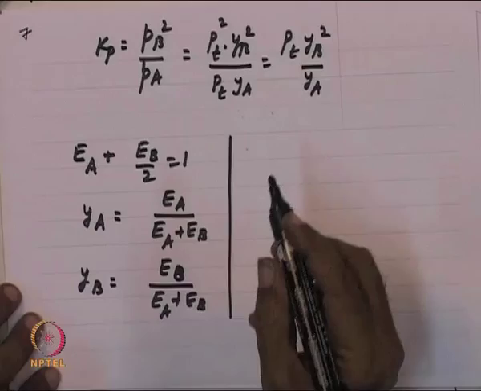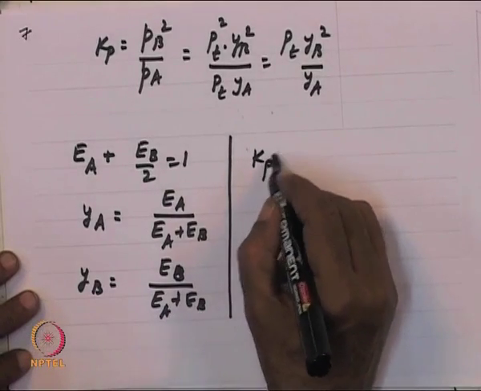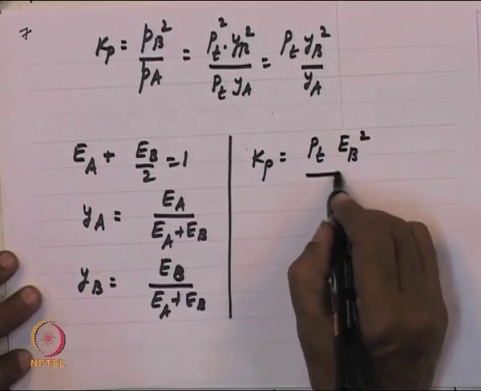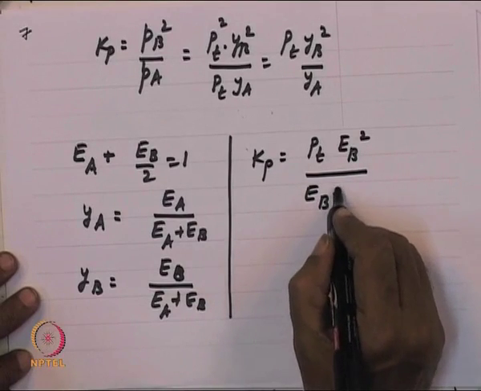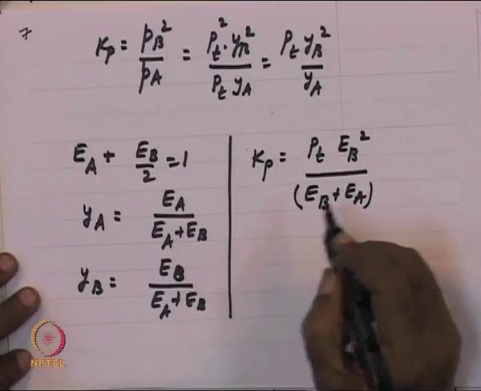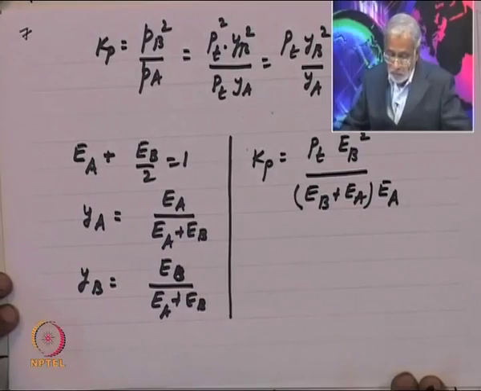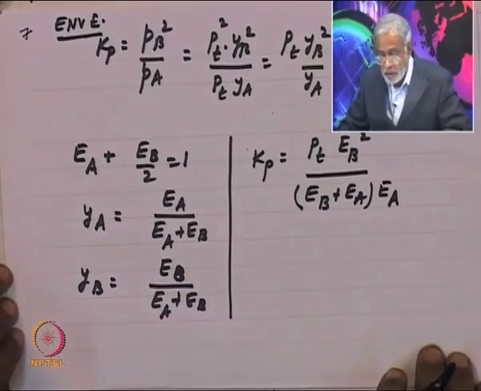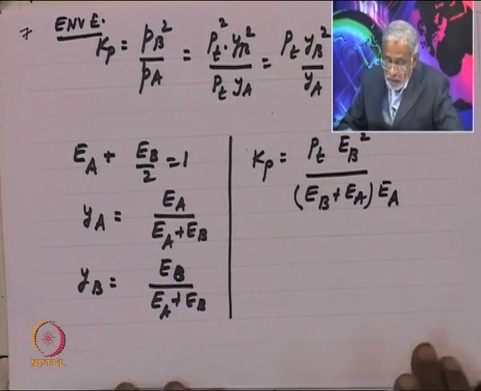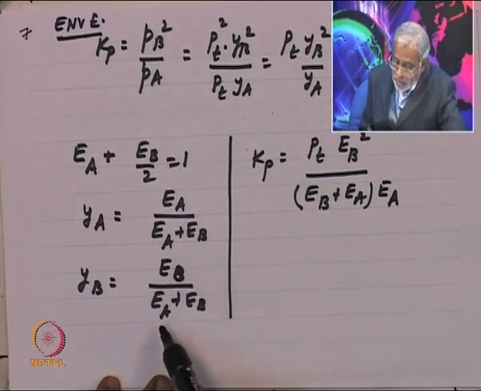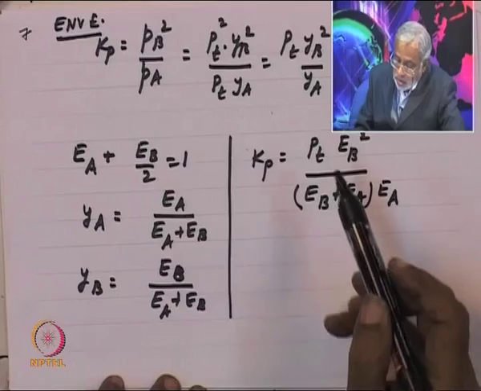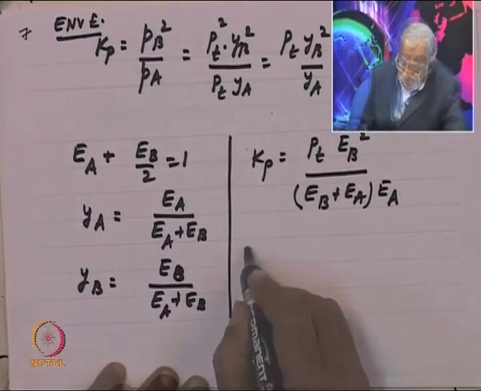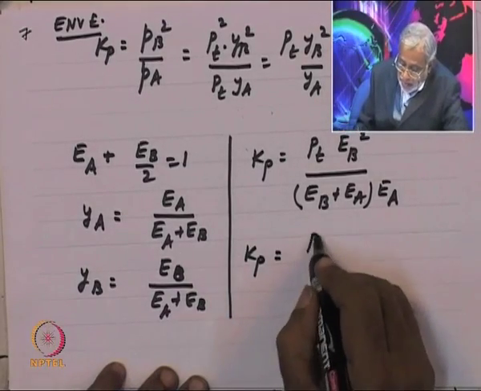Now, y b and y a can be replaced from here. So, suppose I do that, we get K p equal to P t times E b squared divided by E b plus E a, divided by E a. Now, we are looking at environment E. So, let us do environment E first and then do environment F. So, K p equal to P t y b squared, which is E b squared over E a plus E b whole squared in the denominator, divided by y a, which is also E a. So, one E b plus E a has got cancelled. So, we get this kind of equations. I can simplify this further.